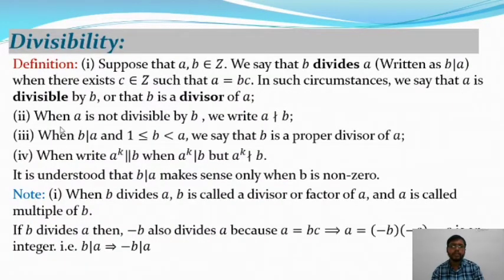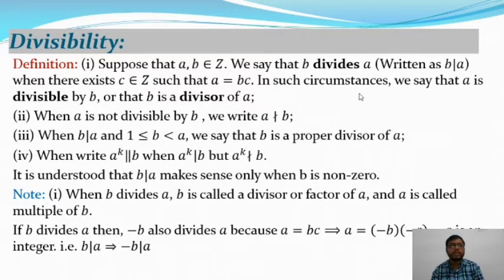In this slide we will discuss divisibility in number theory. Here is the definition. Suppose a, b are two integers belonging to Z. We say that b divides a, and we write b | a. This is the symbol of divisibility. So b divides a when there exists a number c belonging to Z such that a is equal to b times c.